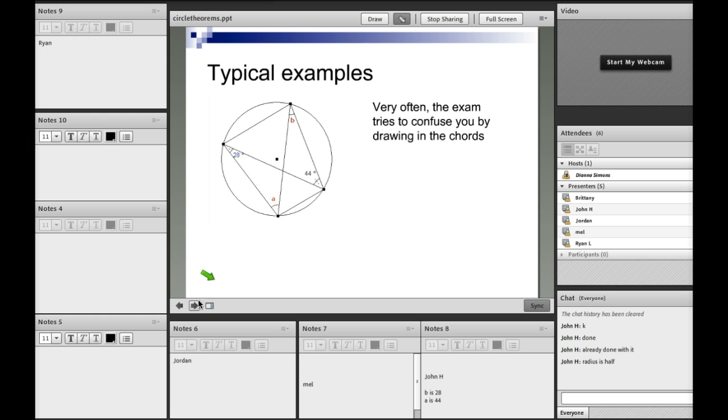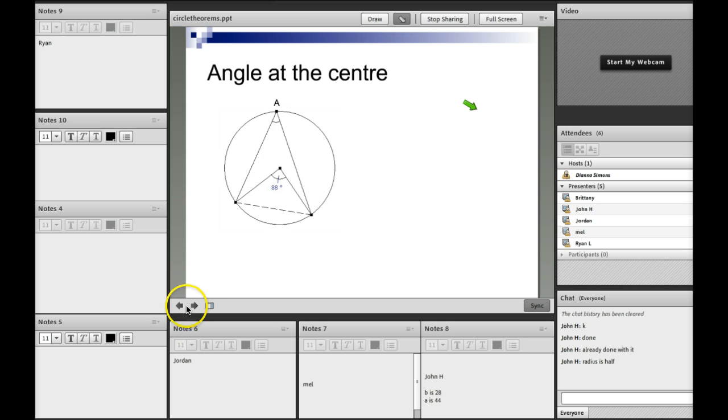All right, so very often I wouldn't try to confuse you, but they draw their own chords. You guys just have to figure out where they go, okay? So you have to see the angle on the same chord all by your lonesome.